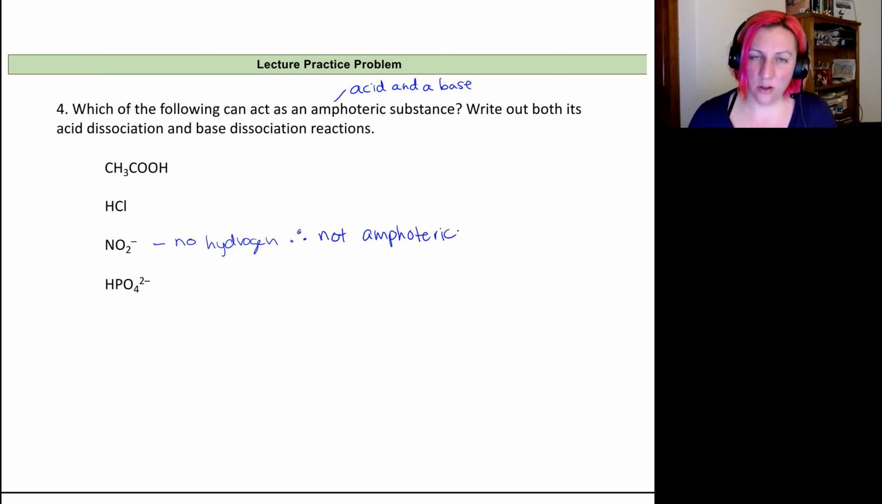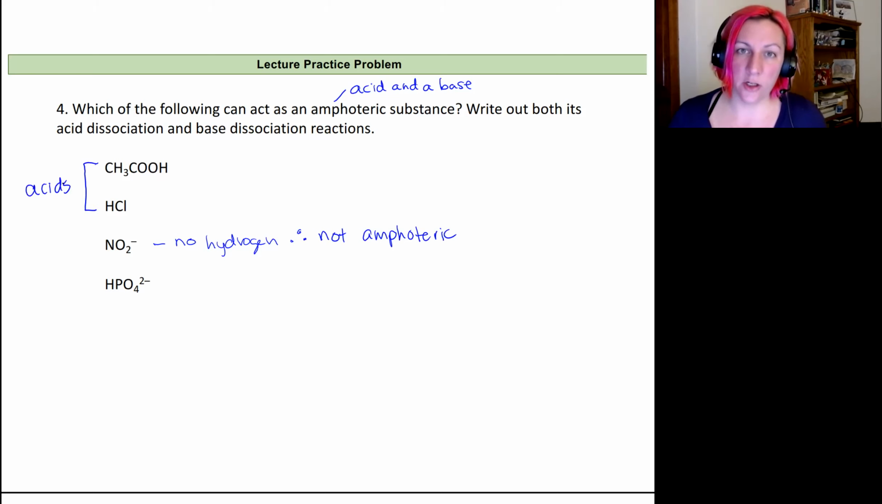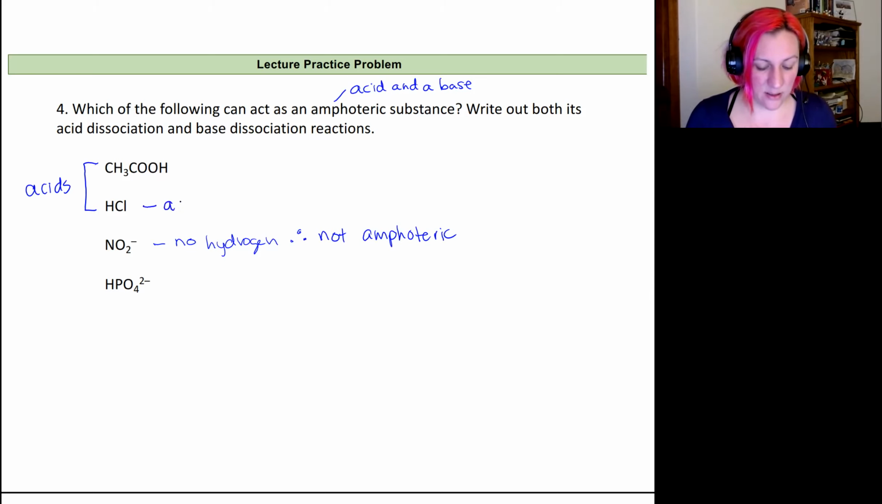Now, my hydrochloric acid and my acetic acid are these two right here. These are both acids, and it's a little bit harder to see that it's unlikely that they'll be amphoteric. I guess they theoretically could be, it's just not as likely. So my HCl easily acts as an acid. We got the acid piece down. That hydrogen can dissociate from the chlorine. This is a binary acid.